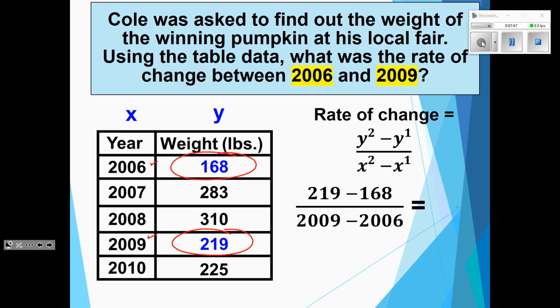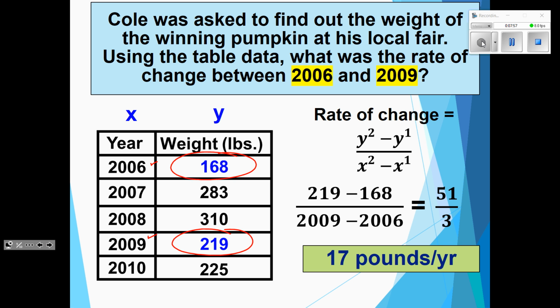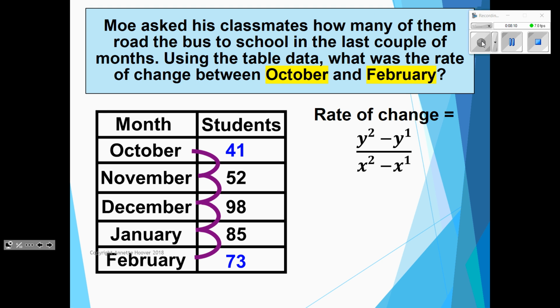219 minus 168 is 51, and 2009 minus 2006 is 3. Now, 51 divided by 3 is 17, so they increased, because it's a positive number, by 17 pounds per year. We found two ordered pairs, subtracted the y's on the top, the x's on the bottom.